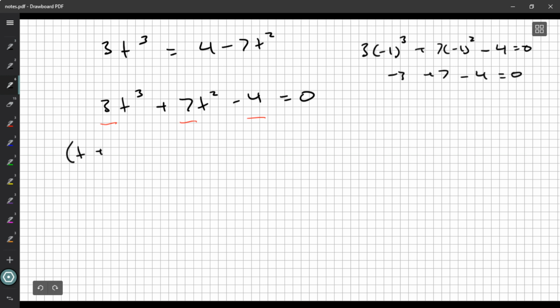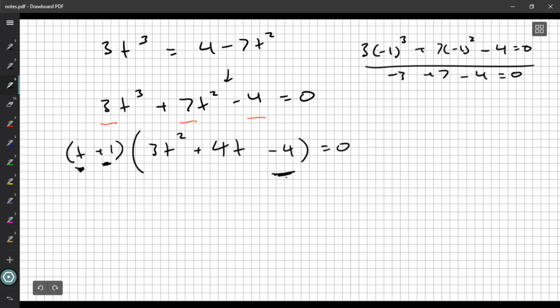I can factor out t plus 1. Just a little bit of playing around here. We'll get 3t squared, and a minus 4 here. And then what has to go in the middle? Something t. If we multiply it out, t times -4 gives me -4t, but I see no t's in the original expression, so it'll have to be plus 4t. Then we can use the quadratic formula if we wanted to, or we could try to find another root with guess and check.